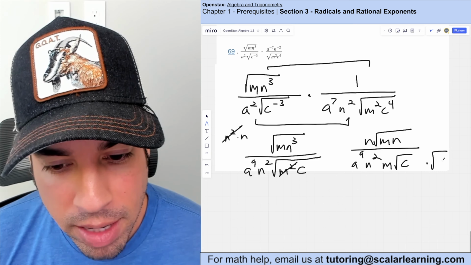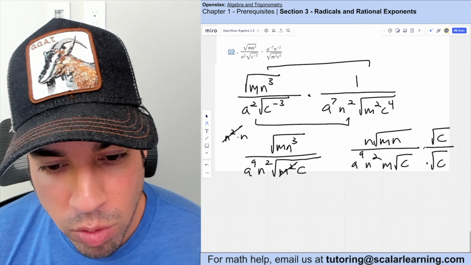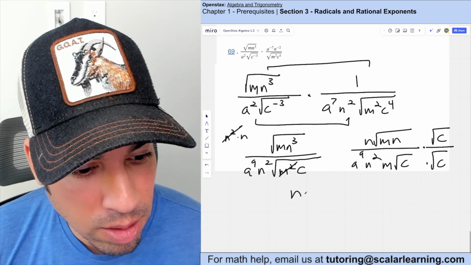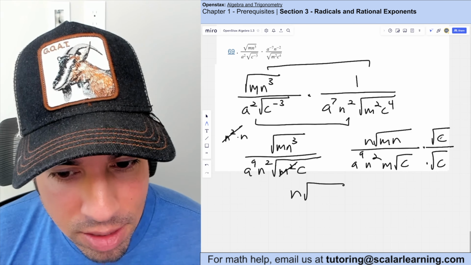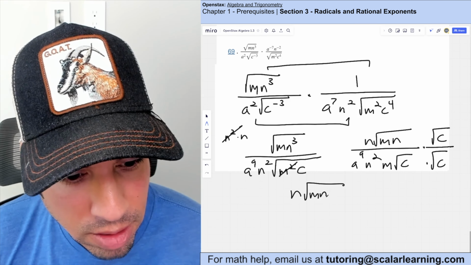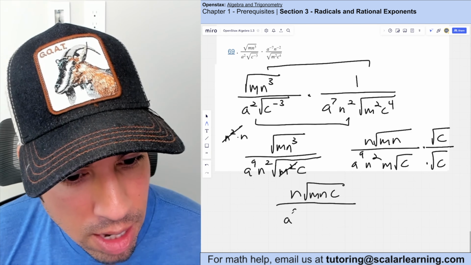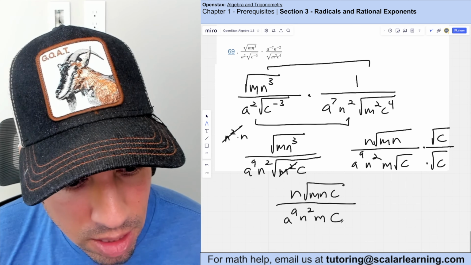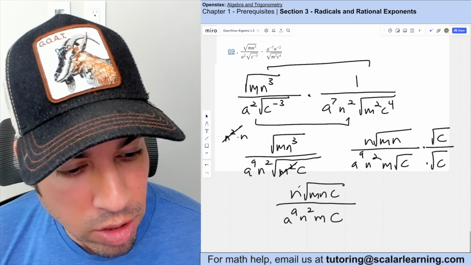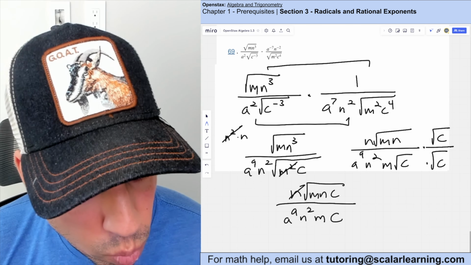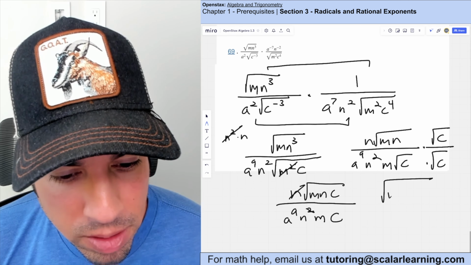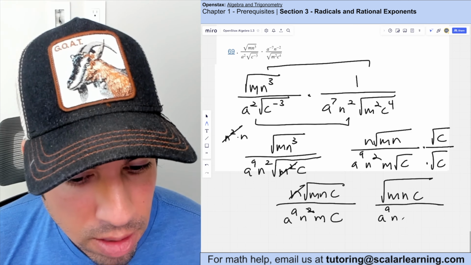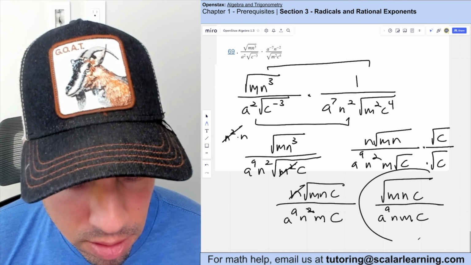So I'm going to multiply by rad c, because when we're talking about square roots, I can just multiply by itself and it'll turn into just c. So last but not least, I have n times the square root of m, n, and c, because they're under the radical in multiplication. They interact and they combine, over a to the 9th n squared m, and then rad c times rad c is simply c. And because I have an n over n squared, those can interact. This cancels out with one of the n's. So our final form is rad mnc over a to the 9th n m c, done.